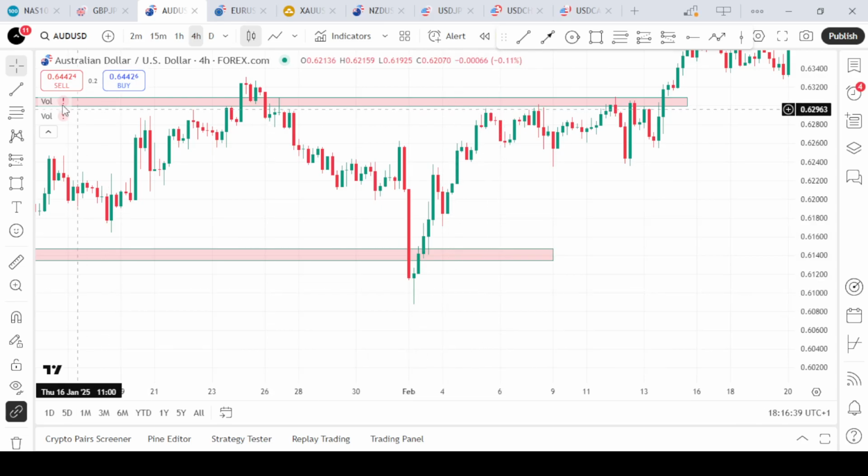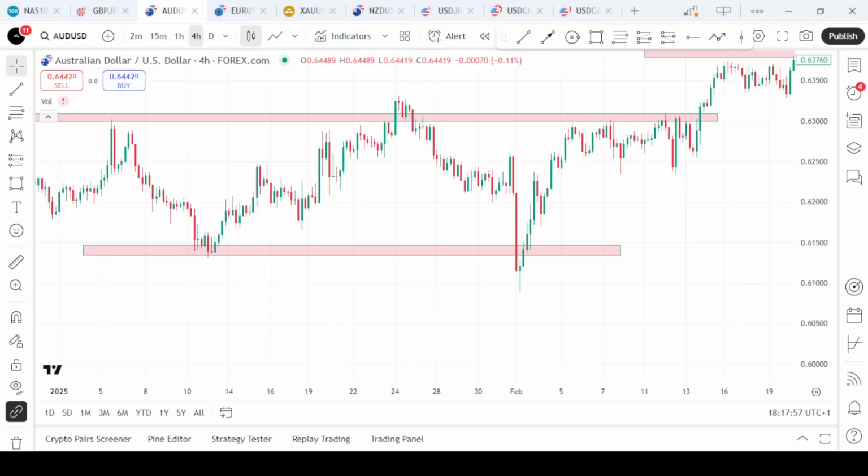Now adding this volume to my screen, why is my volume not coming up? I don't know why my volume is not coming up, but let's use another chart example.